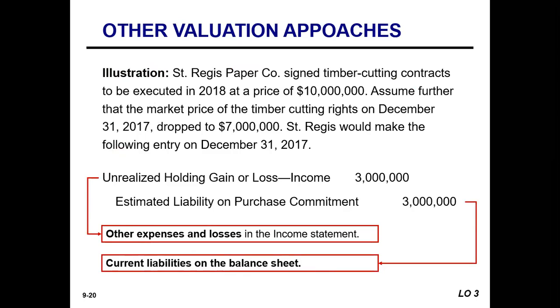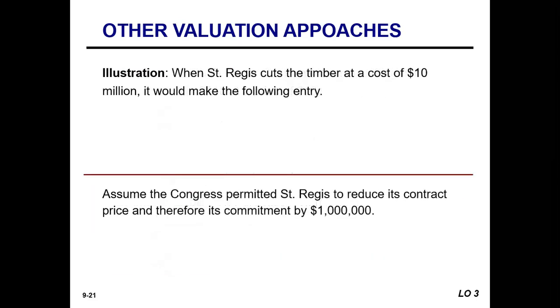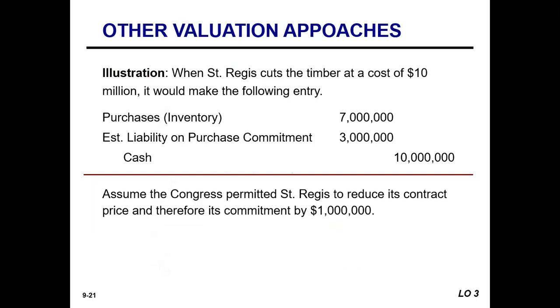And just as it shows here, and hopefully we know this already, unrealized holding gains or losses show up under the other expenses and losses on the income statement. Estimated liability on the purchase commitment would show up in the liability section on the balance sheet. So it says when St. Regis cuts the timber at a cost of 10 million, it would make the following entry. So we would debit purchases or inventory for 7 million, debit the estimated liability on purchase commitment, credit cash 10 million.